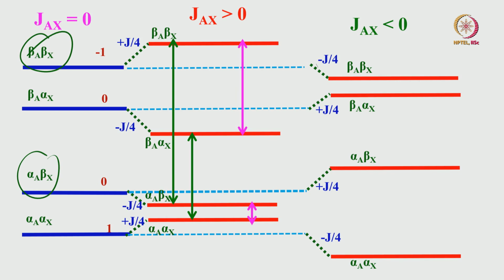Now, beta beta comes down and beta alpha goes up. Exactly here, alpha beta goes up and alpha alpha comes down. Here what happened, you see, beta beta and alpha alpha both were going up and these two are coming down. Here these two are going up and these two are coming down because the coupling is negative. Everything gets reversed. Let us see the transitions now.